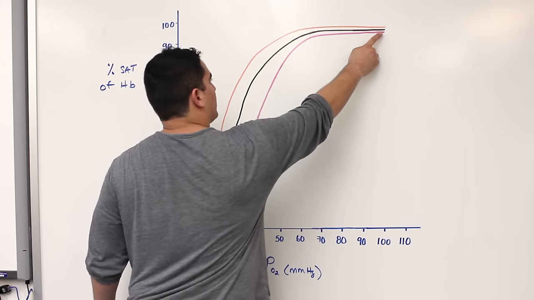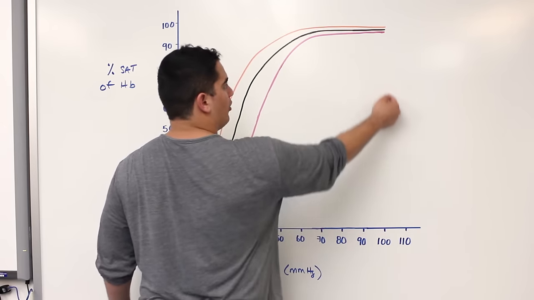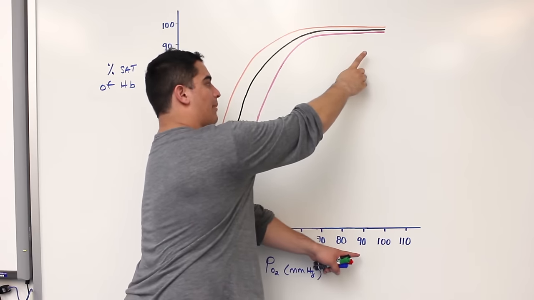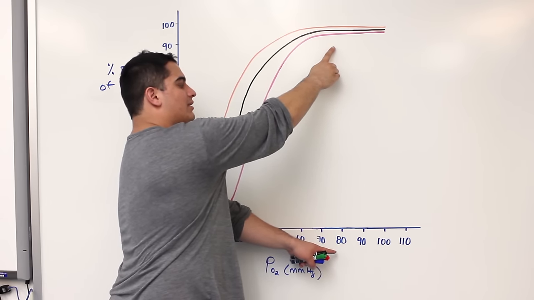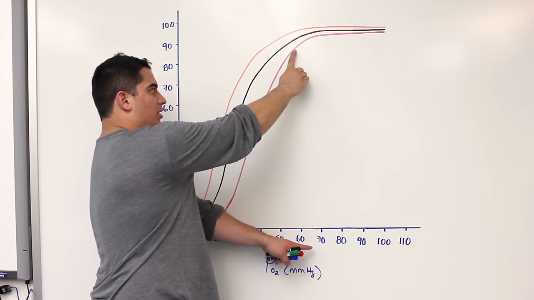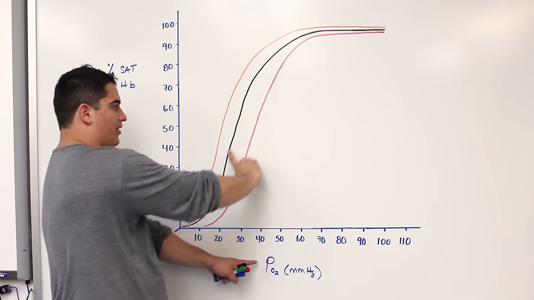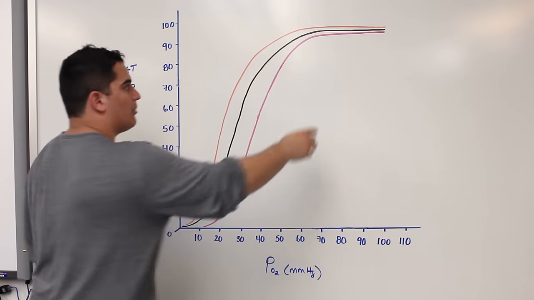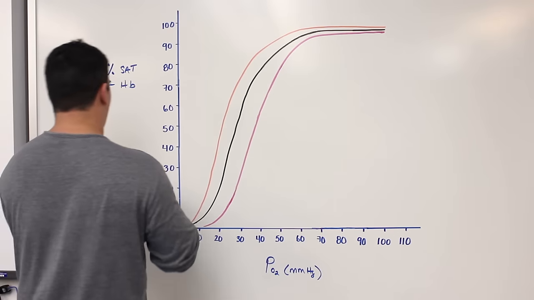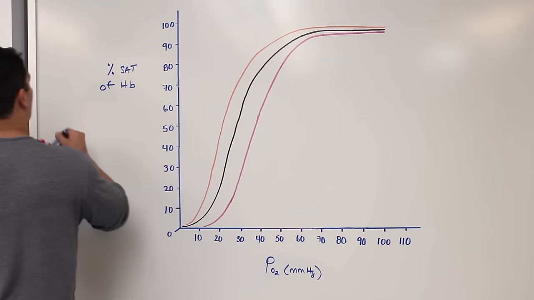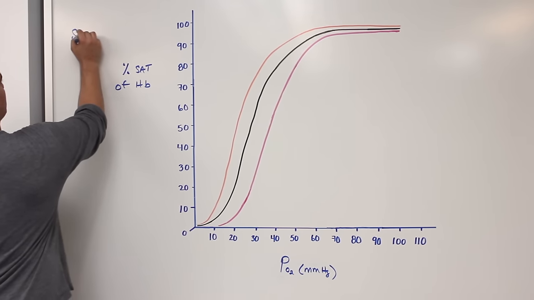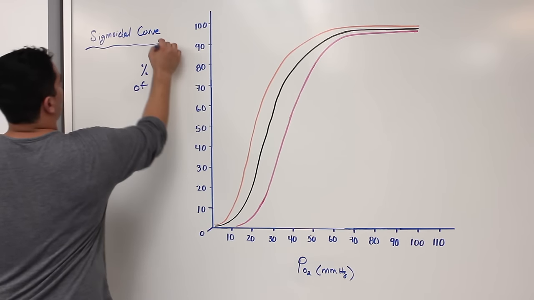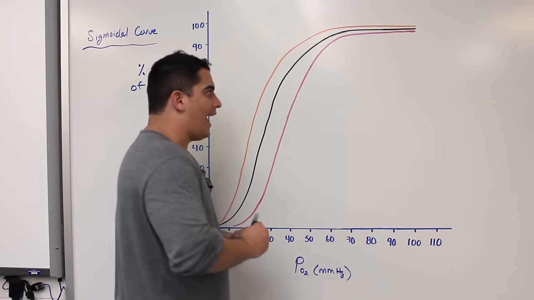Now, what do we see in this curve? Well, look at this. When we start over here at about 104, I'm going to start moving as the partial pressure of oxygen is decreasing. Look what happens. As the partial pressure of oxygen is decreasing, it's kind of staying the same. Nothing's really changing. Oh, but it starts to go down. And it makes kind of an S shape. That's a specific type of curve, called a sigmoidal curve. It's kind of like an S-shaped curve.